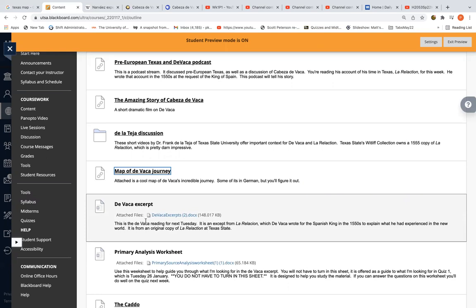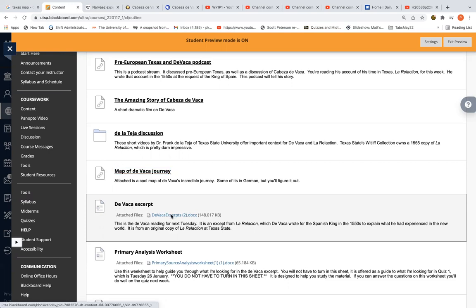I'm very jealous. I wish we had it at UTSA. Texas State actually has a wonderful library. And so what I'm having you do this week is read the words of de Vaca. And I've chosen some excerpts from de Vaca that I put in a Word document. So it says de Vaca excerpt here.